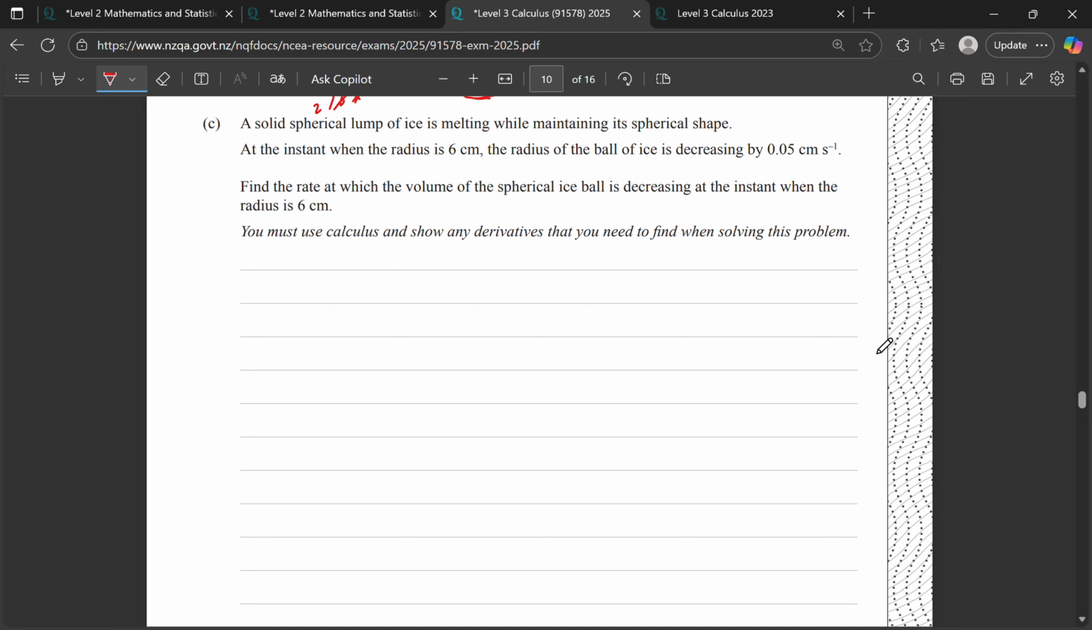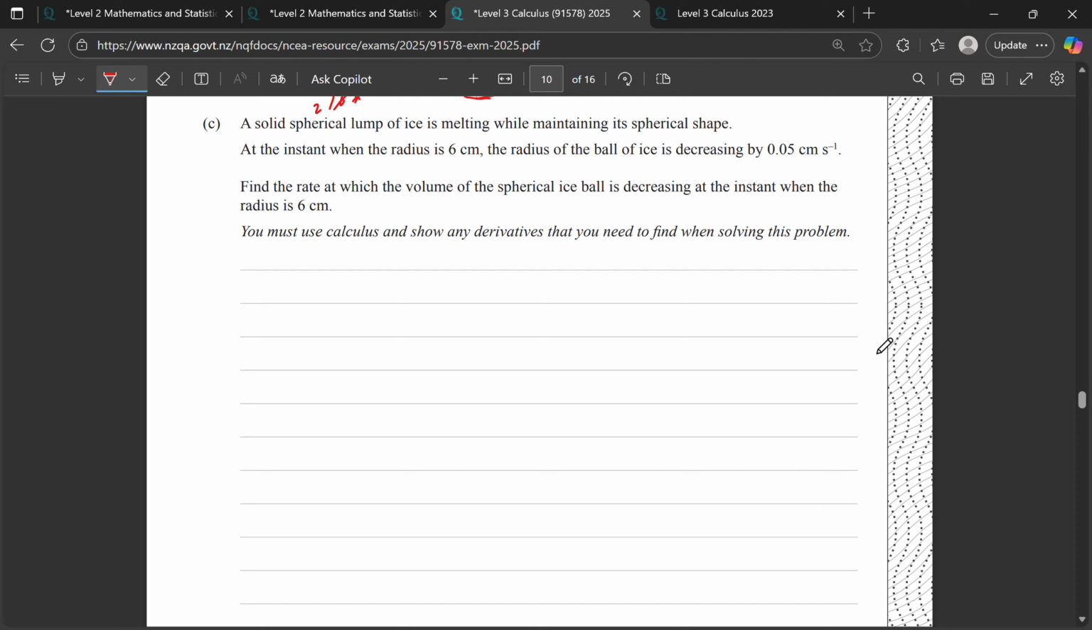C says a solid spherical lump of ice is melting while maintaining its spherical shape. At the instant when the radius is 6 centimeters, the radius of the ball of ice is decreasing by 0.05 centimeter per second. Find the rate at which the volume of the spherical ice ball is decreasing at the instant when the radius is 6 centimeters. You must use calculus and show any derivatives that you need to find when solving this problem.